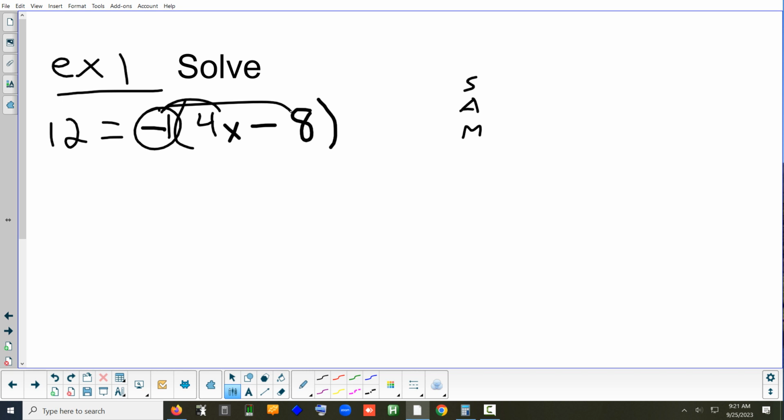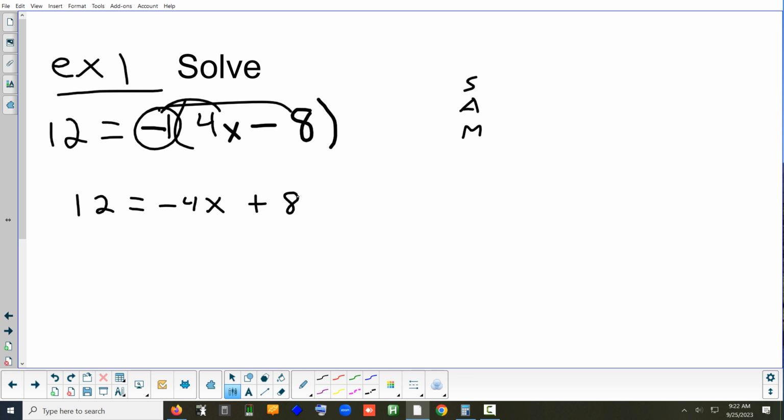Okay, so what's going to happen to the 12 in this step? Nothing. 12 is just going to stay where it is. Everything that's happening in this step is on the right-hand side. So let's start with -1 times 4x. What's -1 times 4x? -4x. Good. Now we also have to distribute the -1 to the -8. What's -1 times -8? Good. +8. And that takes care of the distributive property.